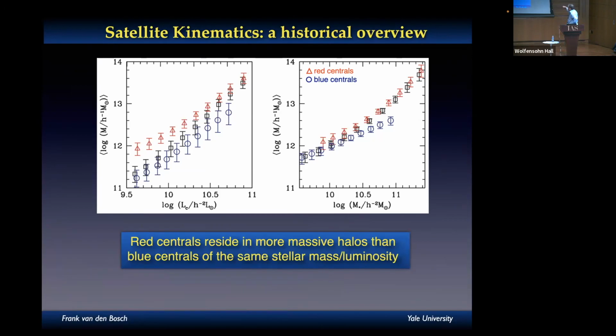Let's look at this plot here in black. This is for all galaxies. And you see, okay, more massive galaxies live in more massive halos, no surprise there. But then we were able to split it into red centrals and blue centrals.